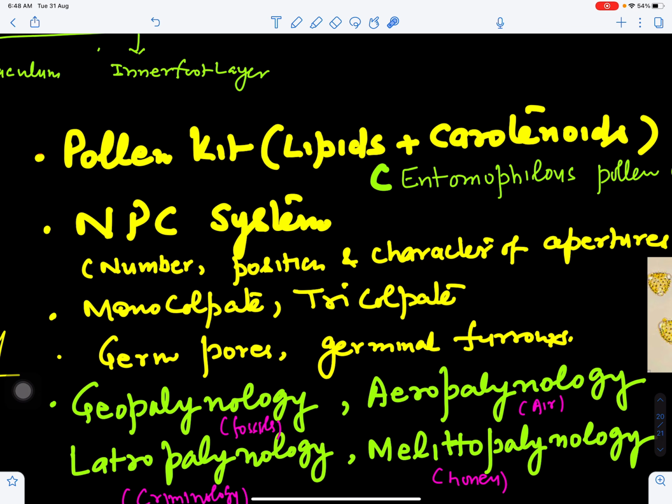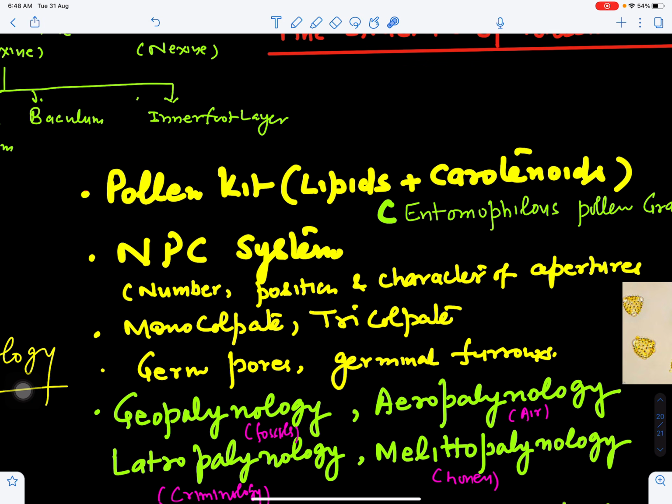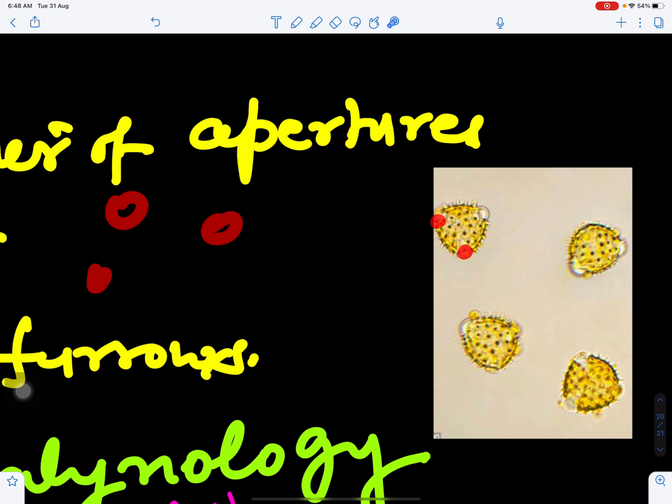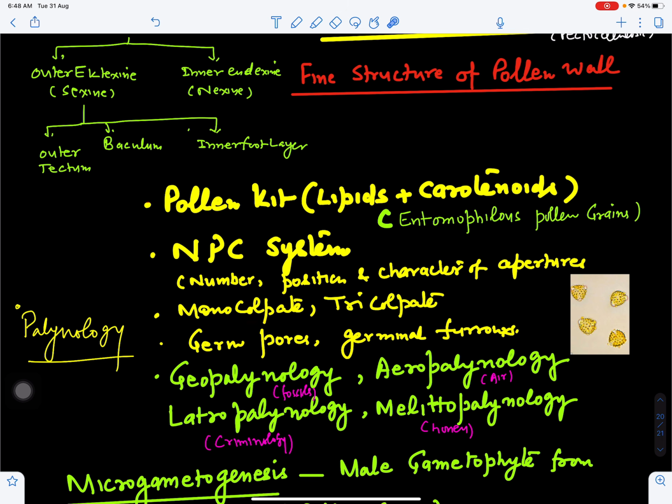Now pollen grains have a specific number of thin areas. These thin areas may be present in the form of pores, or they may be present in the form of furrows. When pores, they are called as germ pores, and when present in the form of furrows, they are called as germinal furrows. The number may be 1 in one pollen grain, then it is called as monocolpate, and the number may be 3, then it is called as tricolpate. Like here we can see in this figure, this pollen grain is tricolpate in nature. These are the thin areas present in the pollen grains.